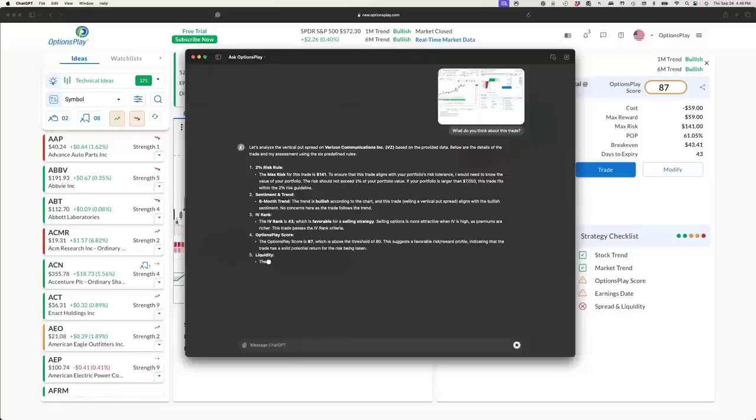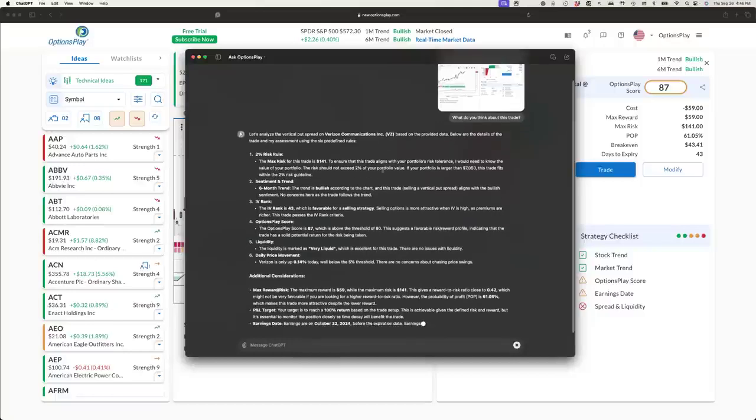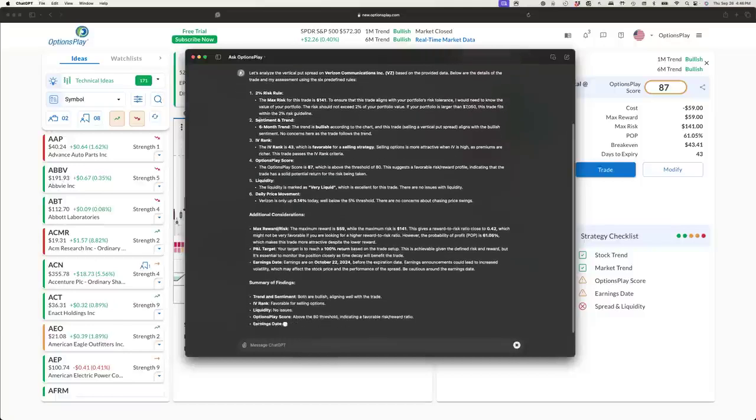So as you can see, what it does is it analyzes the put vertical spread that you were looking at on Verizon Communications. And it looks at the 2% rule, meaning how much is it risking for your trade. So it'll tell you if your portfolio is larger than $7,050, this trade fits within your 2% guideline. If you have a portfolio value that's less than $7,000, this is telling you maybe this is a trade that might be exceeding your overall rules.